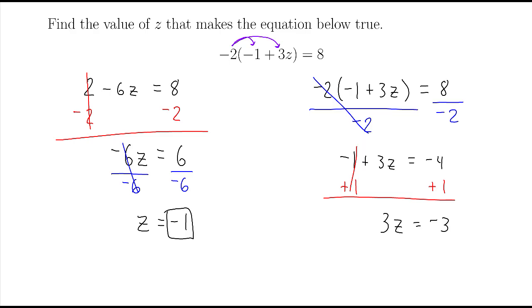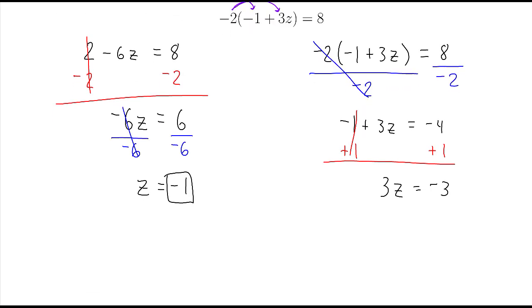Now in this problem, I'm going to divide both sides by 3, the number attached to z. 3 divided by 3 is 1. 1 times z is z equals negative 3 divided by 3 is negative 1. Right? So that's an alternate way to approach that problem. Both of those work just fine.